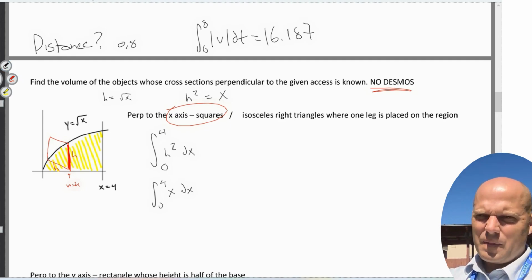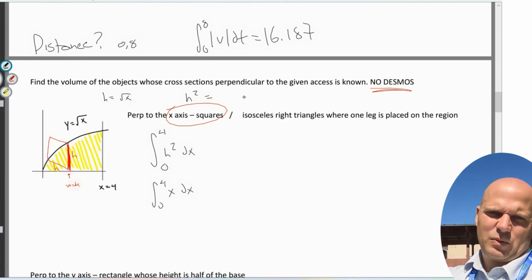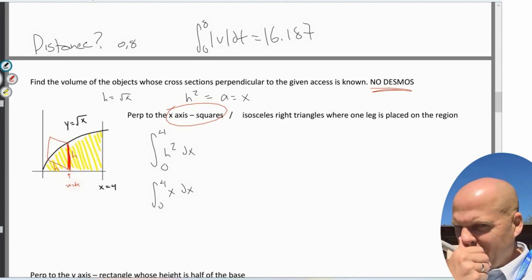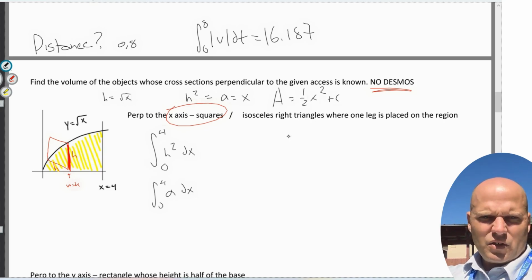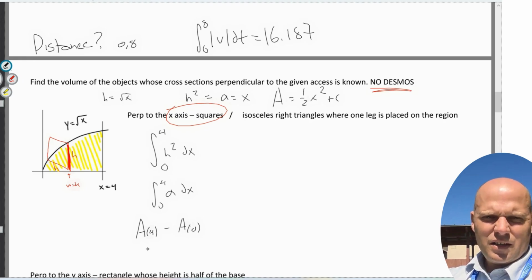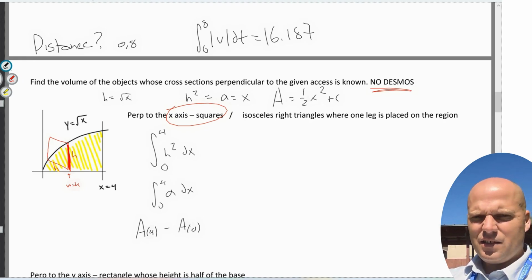I'm trying to figure out the best way to do this without a calculator. And then super A is going to be 1/2 x squared. Let's see. So super A of 4 minus super A of 0. You can think about it as a super h squared, but I'm kind of worried about that. So we'll have 8 as the answer.